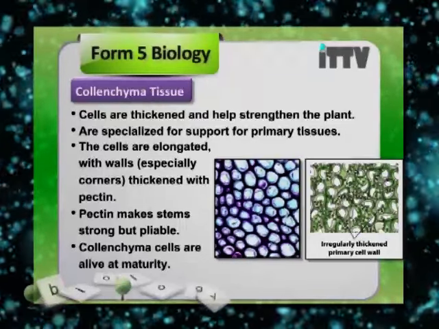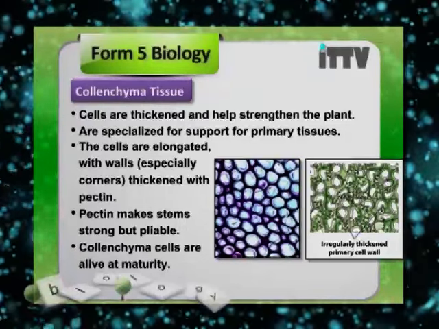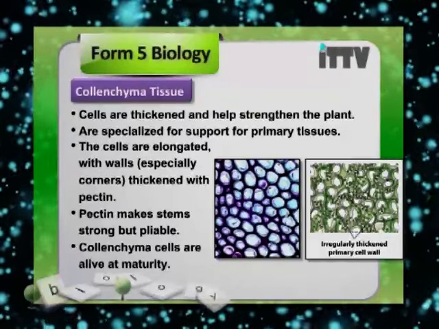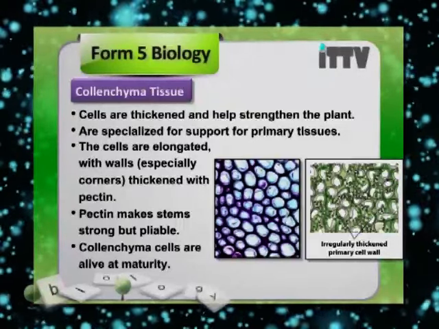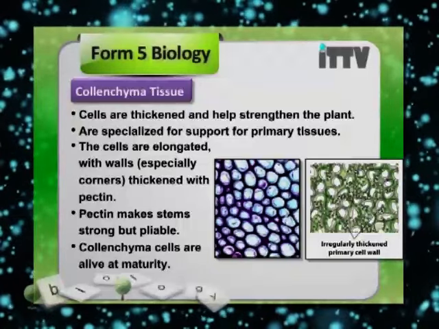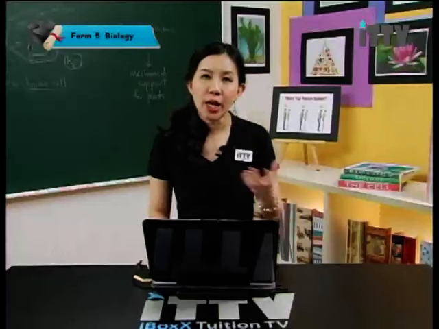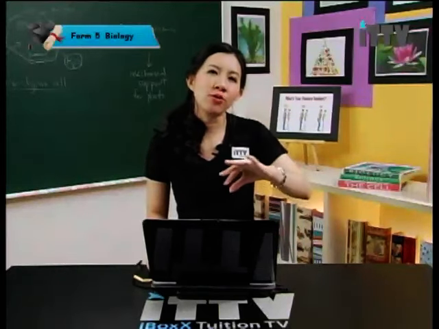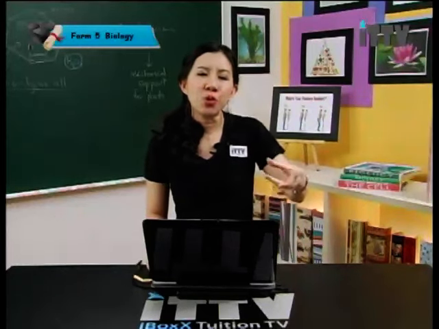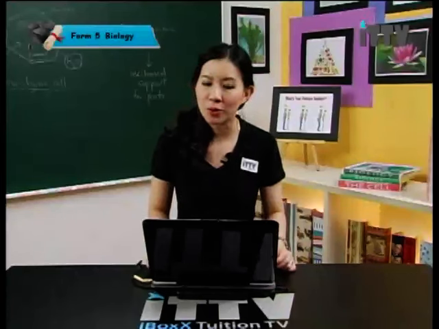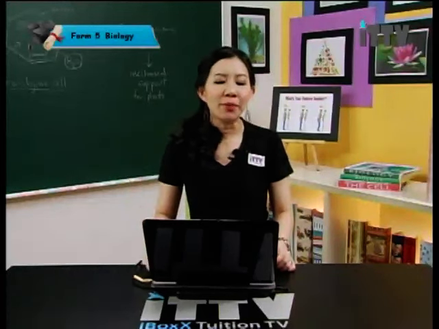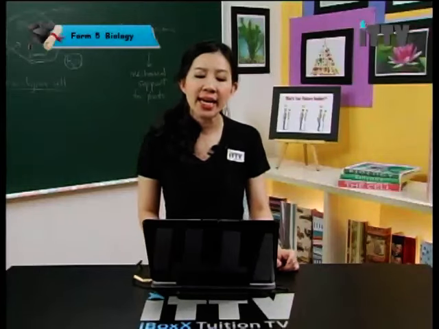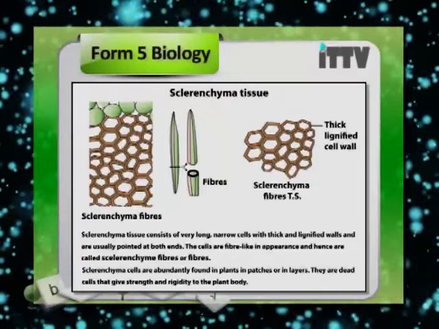So collenchyma tissue is also there for support for the primary tissues, and the cells are elongated. Besides that, the stems are strong because the cell walls are thickened with pectin, with irregular amounts of pectin, thereby producing irregular thickness of the cell walls. Let's look at the third type of tissue important for mechanical support in herbaceous plants, known as the sclerenchyma tissue.